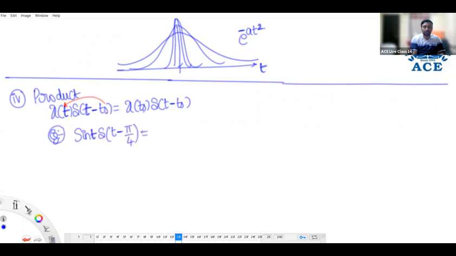Think of this: sin t into del of t minus pi by 4. So we have to check the sine function at which instant? Pi by 4. Sin pi by 4 is how much? 1 by root 2. Directly check the signal at the respective instant.